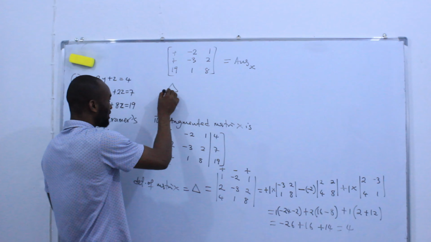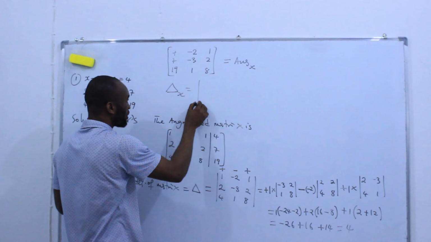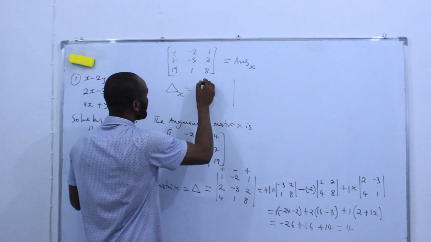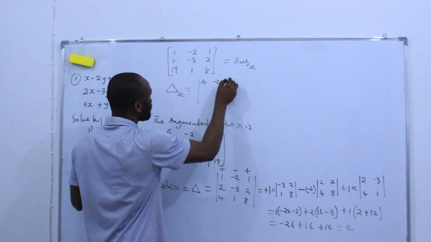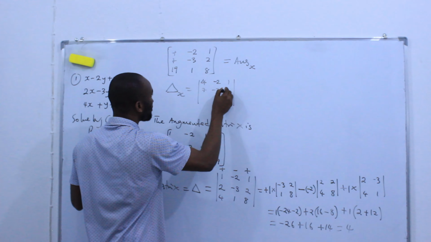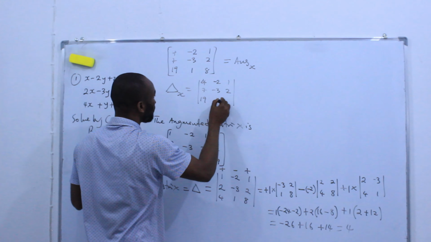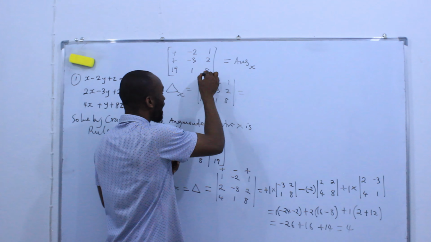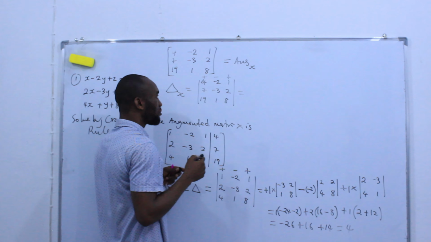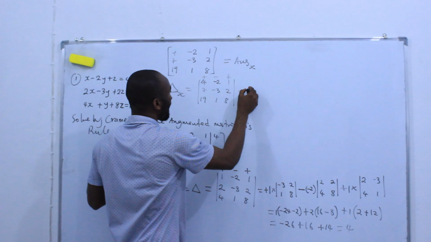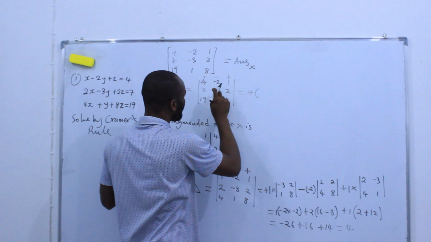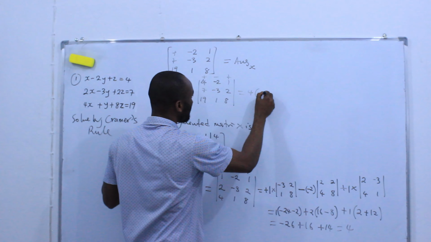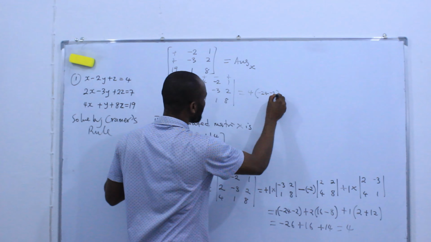So if I look for the determinant of this augmented matrix, 4, minus 2, 1, 7, minus 3, 2, 19, 1, 8, I'm going to have plus, minus, plus. Remember the conventional signs. We have 4 brackets. This time this is minus 24, minus 2.